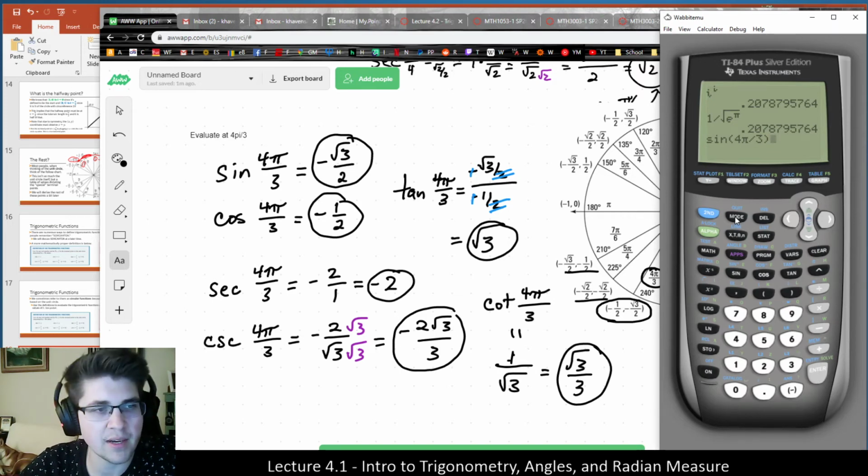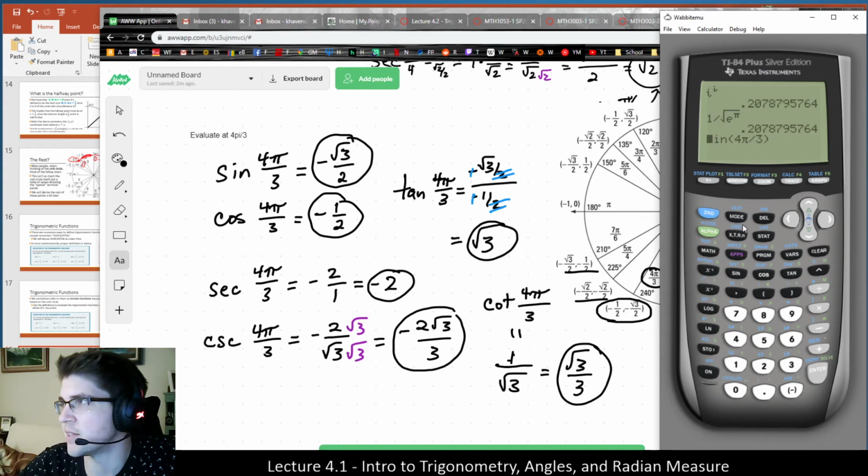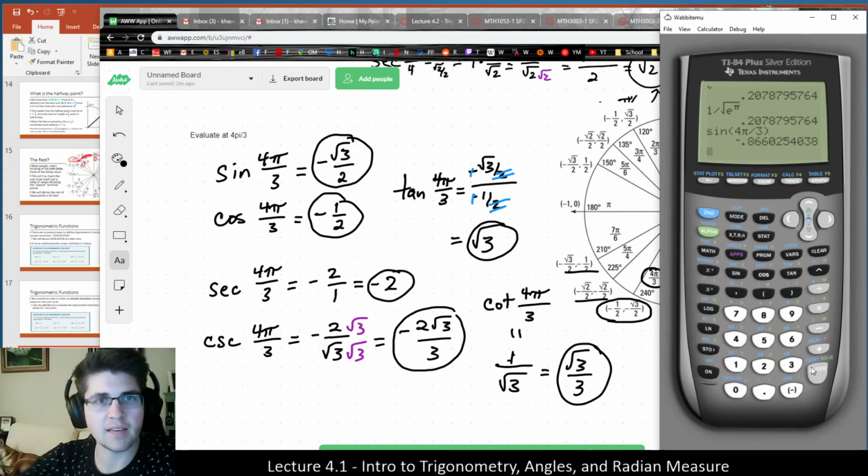This is another thing we're going to get into in the next video, or maybe in a couple videos: the difference between radians and degree measurements. But you might want to check to make sure, if you hit the mode button in your calculator, that it is currently set to radian mode. If it's not, it's going to give you a different answer, and we'll get to that. But basically, I'm good to go. And if I type in the sine of 4 pi over 3, it gives me negative 0.866.